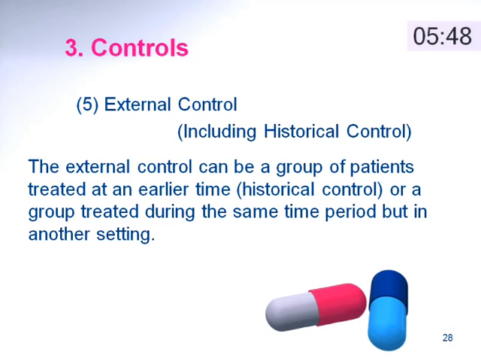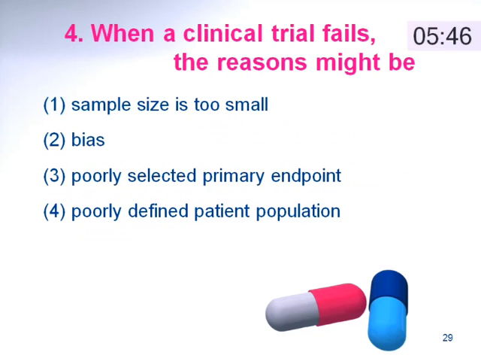Okay, now next topic is when sometimes the clinical trial fails. When a clinical trial fails, we need to think about why the trial failed. The reason might be, first, the sample size is too small. In that case, it is called the type 2 error.